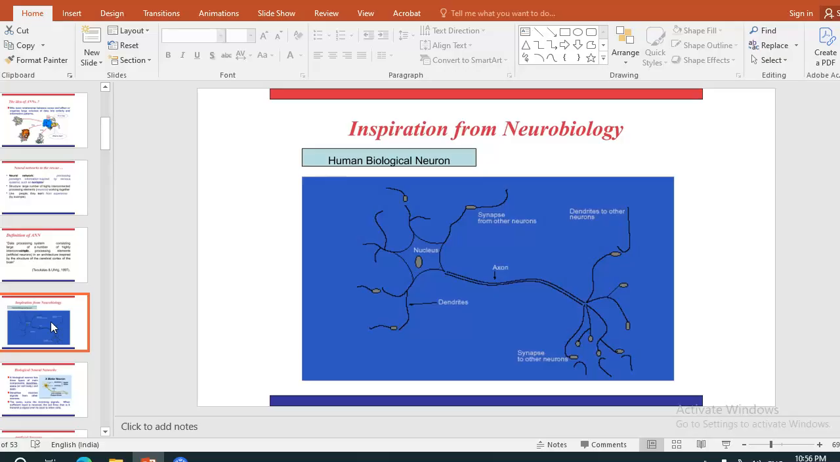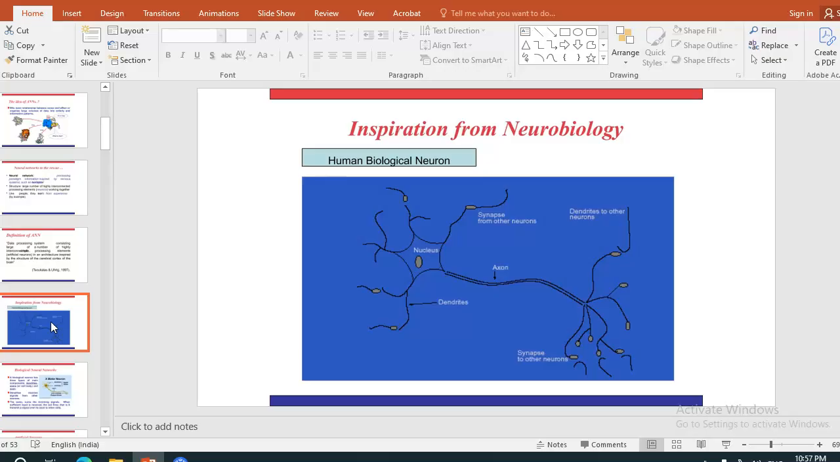So it acts as an input unit, and the nucleus. Inside this nucleus we have the processing unit, which is called the soma. The next one is the axon. It is a long fiber-like cable used to connect one neuron to another neuron, so that will act as an output unit.